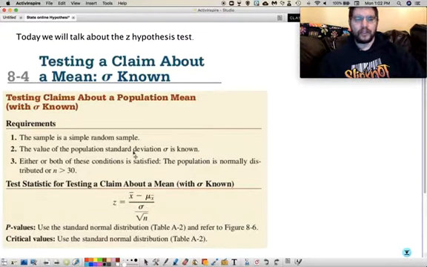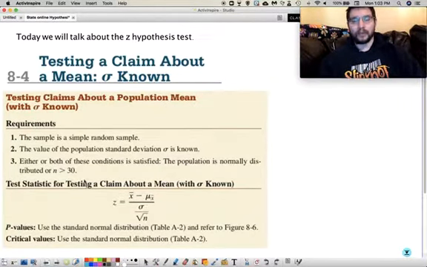Same old requirements, nothing's changed there. Simple random sample. We have to know the population standard deviation for the z, and either the population is normally distributed or n is greater than 30. So we're just going to deal with these. We're going to assume they're true if it doesn't specify. We might look at some data and it might not specify that it's normally distributed, but all the problems I'm going to give you, they're going to be satisfying these requirements, so just don't worry about it and work them.